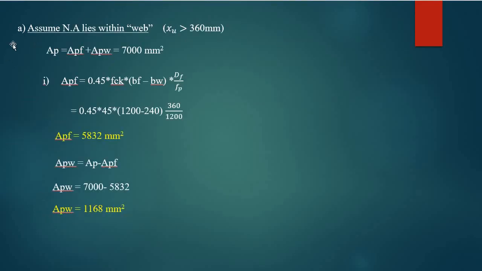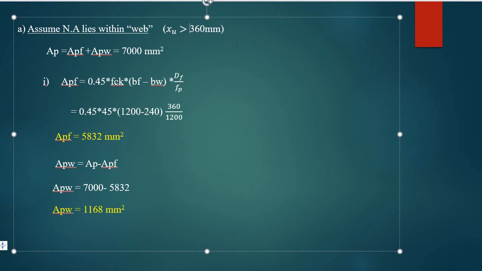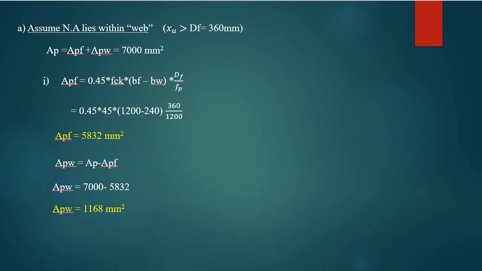Next is, assume neutral axis lies within web. XU is greater than 360 mm. XU is nothing but the depth of neutral axis. It is more than 360 mm. This 360 is nothing but the flange depth, or else you can use a notation like this. Yes, okay. XU is greater than DF, that is one thing.